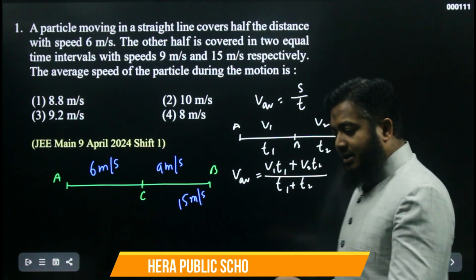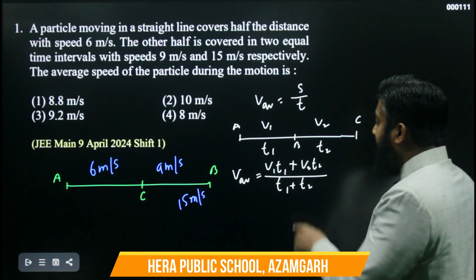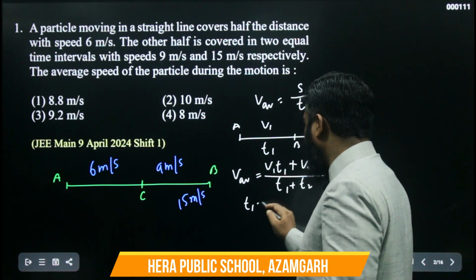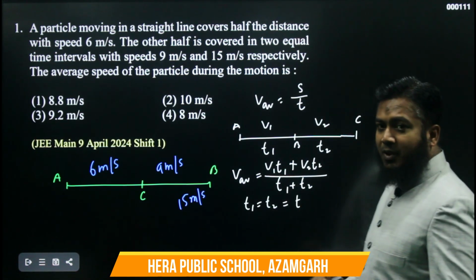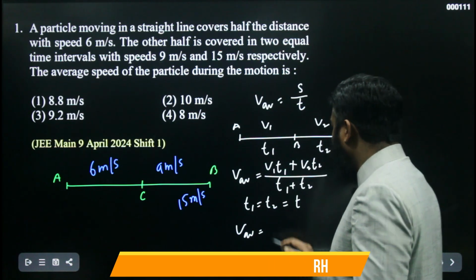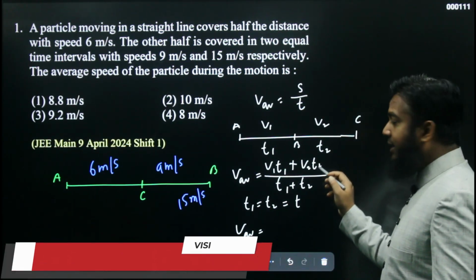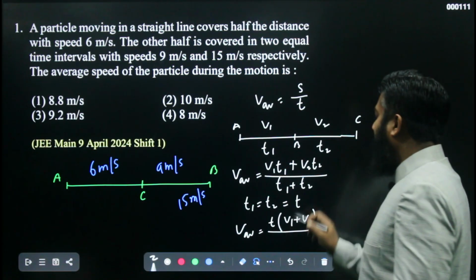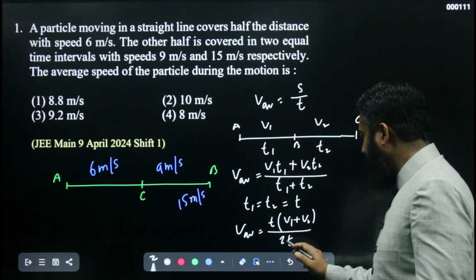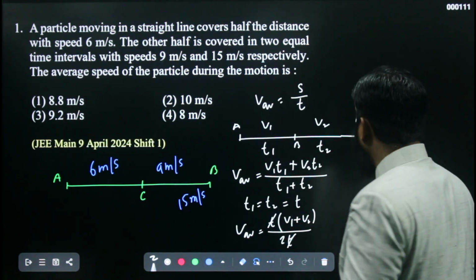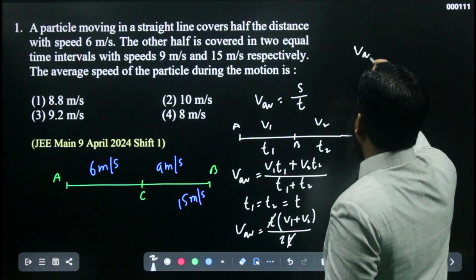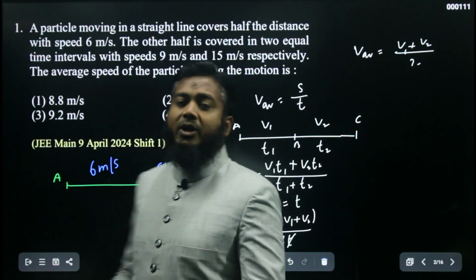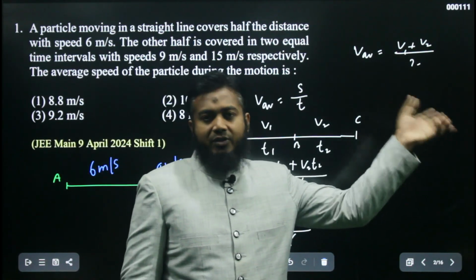Okay, now let us consider a special case here, that these times are equal. That is, t1 is equal to t2, and say this is equal to t. So what would be the average speed in that case? So I can put t here and also t here. Let us take that t as common, and v1 plus v2 is left in the bracket, and in the denominator I can write 2t. So this t and this t get cancelled. So what is left? V average in that case is v1 plus v2 divided by 2. Okay, what is this? We can say this is the mean value of v1 and v2.